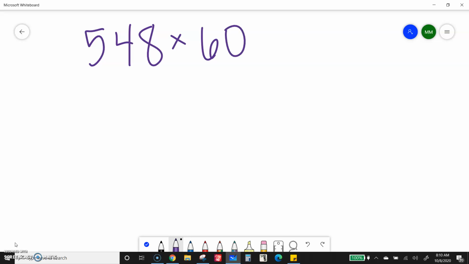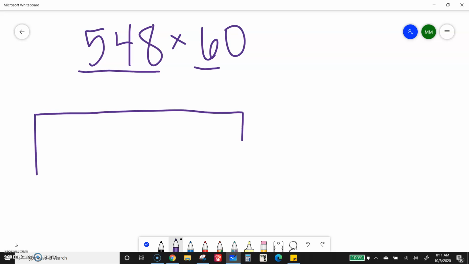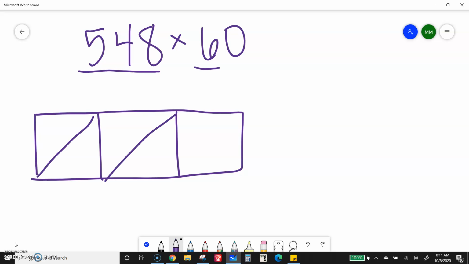Now we can ignore that 0 for a second and just do 548 times 6. Now you can do it in any method you want. Go back and rewatch the videos if you need a reminder how to do that. I'll just show the lattice way for this one. I'll try to mix it up. So I have 548 times 6. Again, remember, I'm ignoring that 0 for just a second.